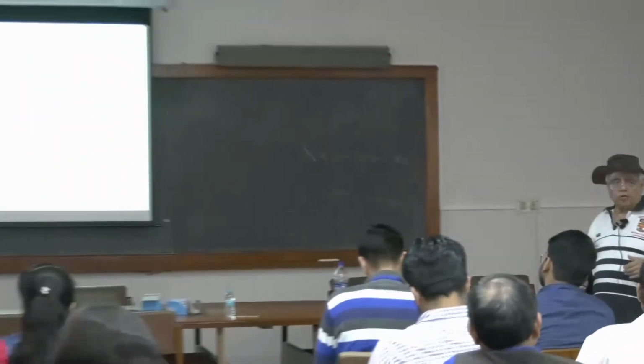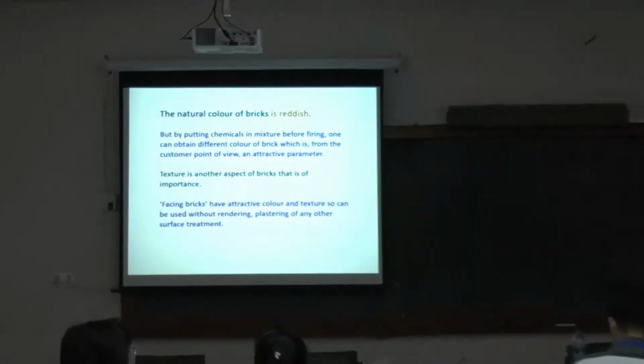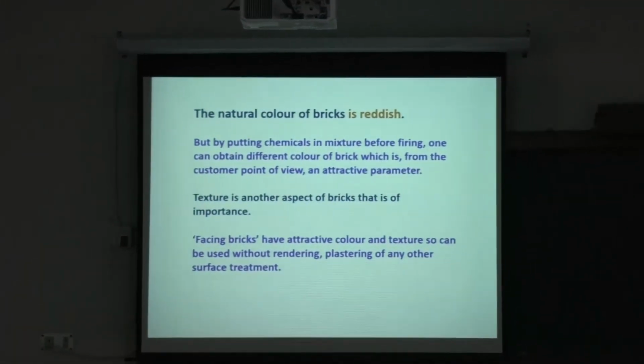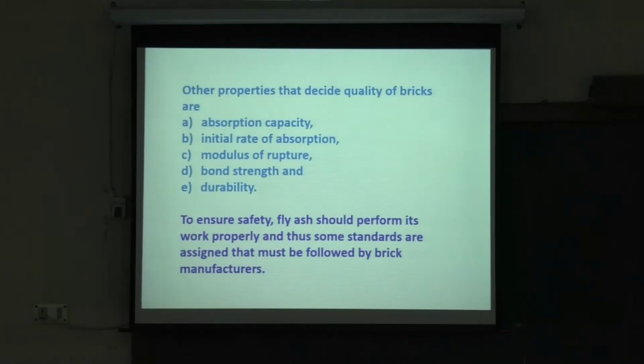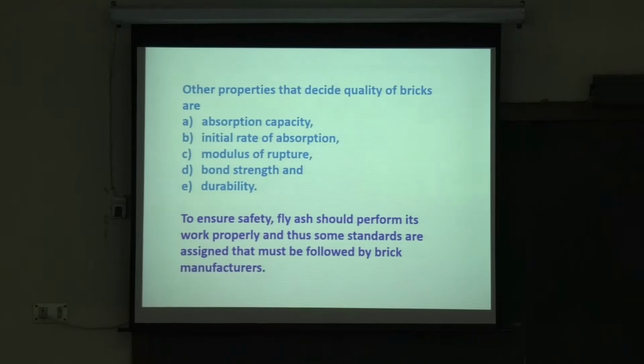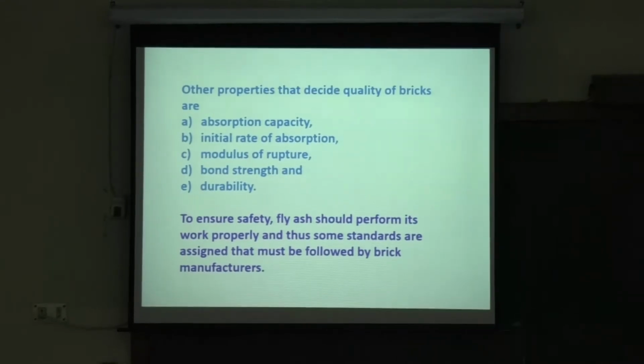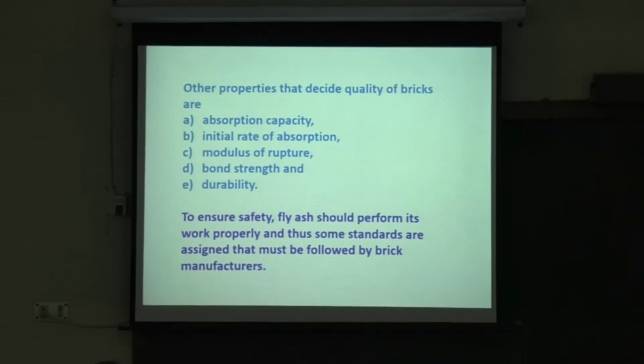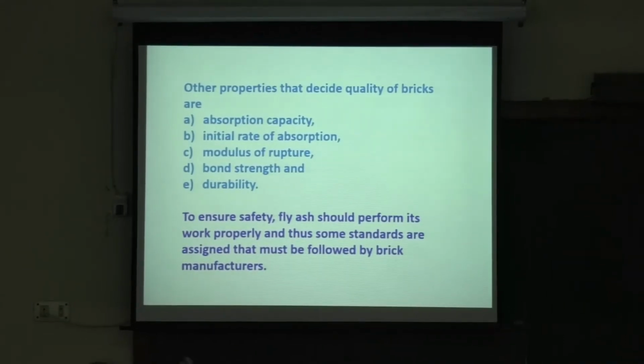Facing bricks have attractive color and texture so that they can render plastering. Rendering means kind of painting and things like that. All right. Or any other surface treatment. Other properties that decide the quality of bricks are absorption capacity, initial rate of absorption, and modulus of rupture. Modulus of rupture means at what stress and at what point rupture, meaning the collapse, breaks down, all right?